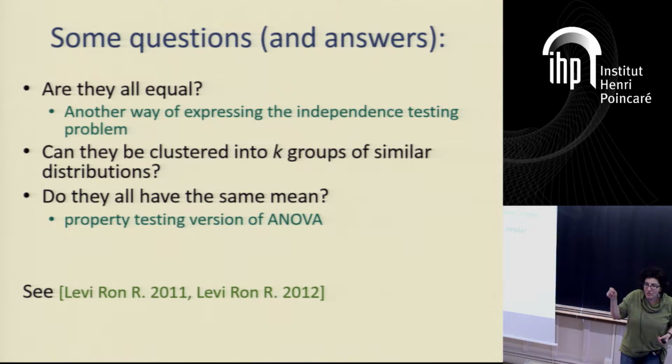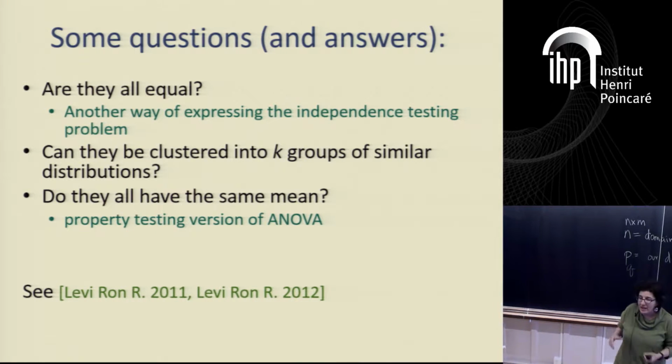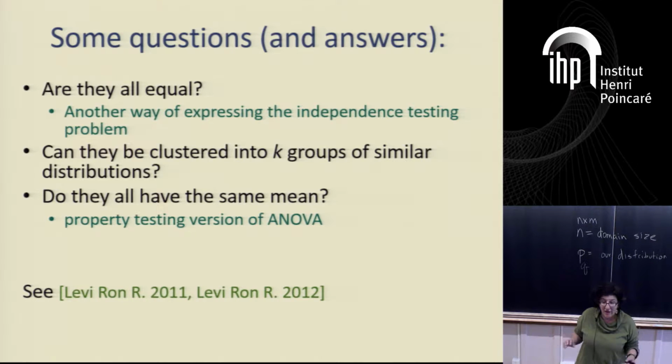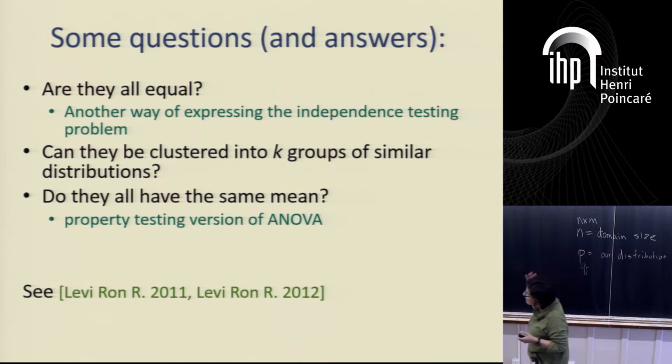You can decide which distribution you're taking a sample from, and you may want to know various things about the collection, like maybe you want to know if all the distributions in the collection are identical, or are they far from being identical? It turns out that problem is just a way of restating the independence problem. It can essentially be mapped one-to-one to the independence testing problem. Okay, so that's one thing.